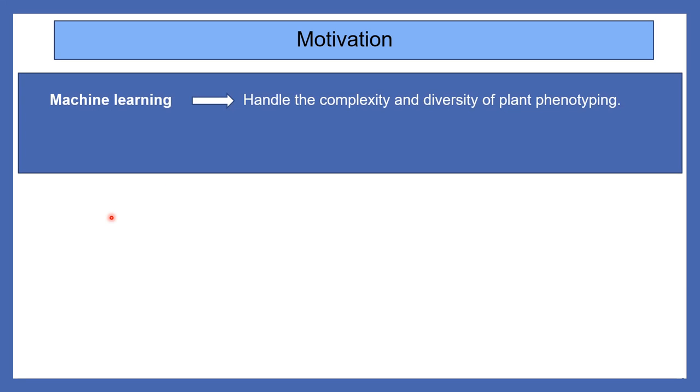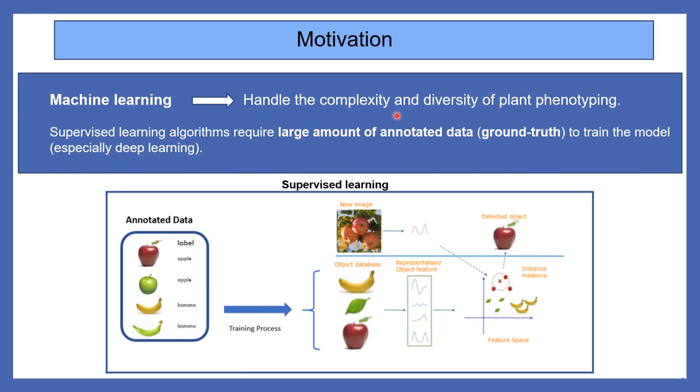In the previous lectures, you got familiar with machine learning and deep learning, and you realized that machine learning is an effective and efficient strategy to handle the complexity and diversity of different types of questions, specifically plant phenotyping applications. Among all methods of machine learning, we are interested in supervised machine learning, which requires large amounts of annotated data, especially in the case of deep learning, for training the model.